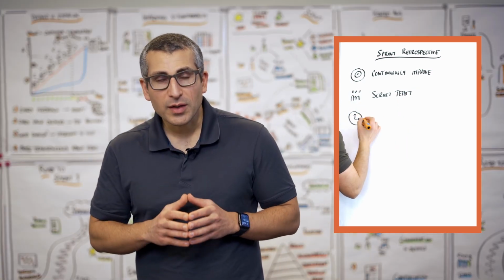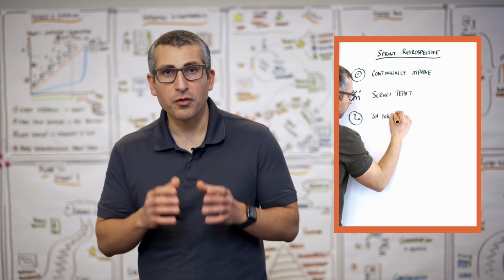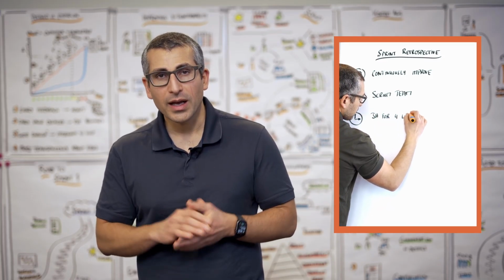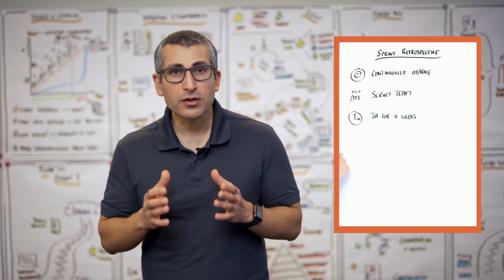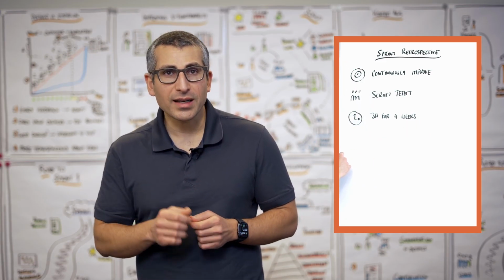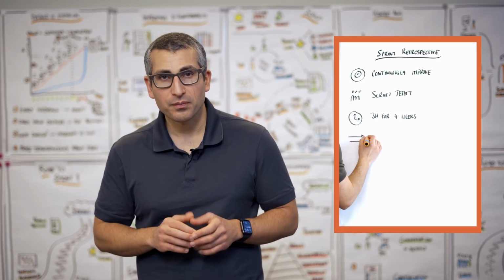The time box that we dedicate to the Sprint Retrospective is defined as 3 hours for a 4-week sprint, and again, proportionally less. Most teams that work in 2-week sprints usually dedicate around 1.5 hours to the Sprint Retrospective.